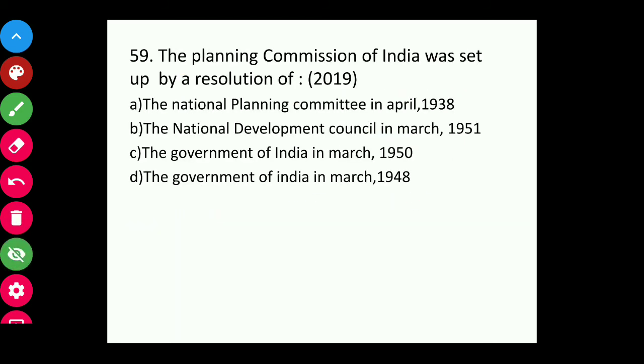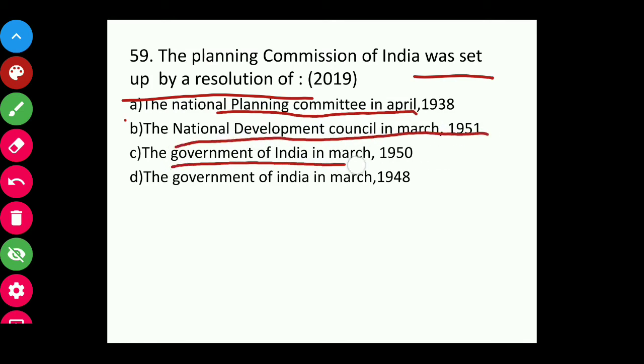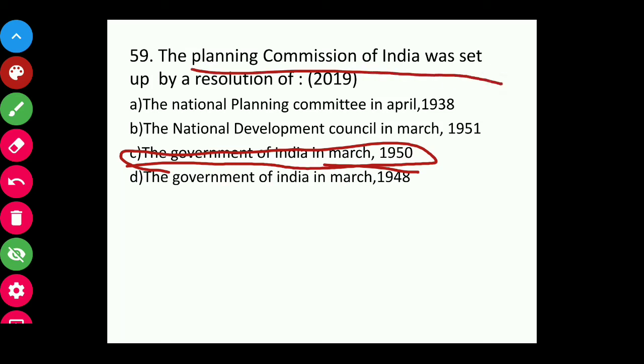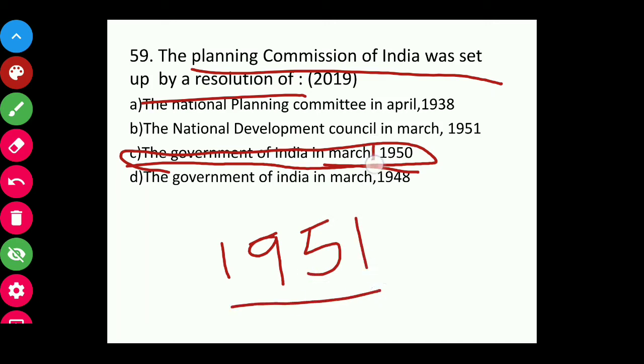Number 59. The Planning Commission of India was set up by a resolution of the National Planning Committee in April 1938, the National Development Council in March 1951, the Government of India in March 1950, the Government of India in March 1948. So the answer is the Government of India in March 1950. It was formed in 1950 and fully functioned from 1951.